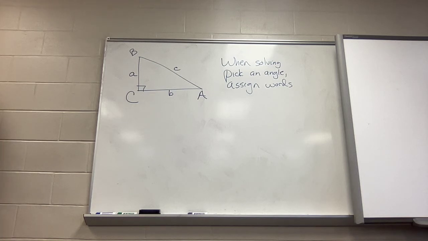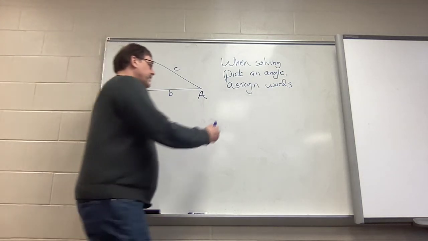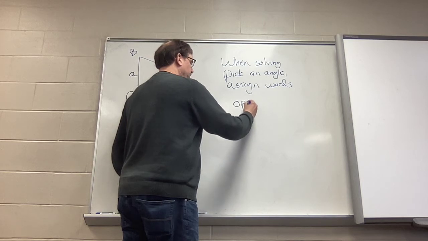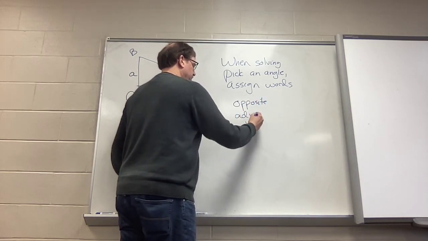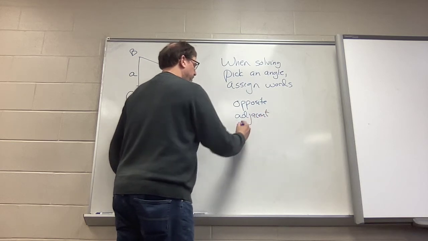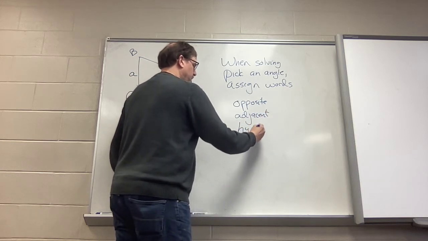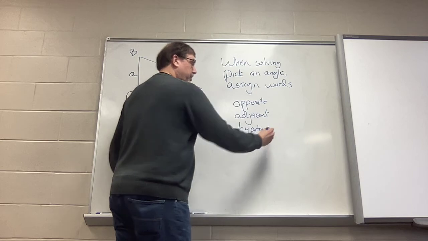The three words that are going to go on the triangle are these words: opposite, adjacent, hypotenuse.